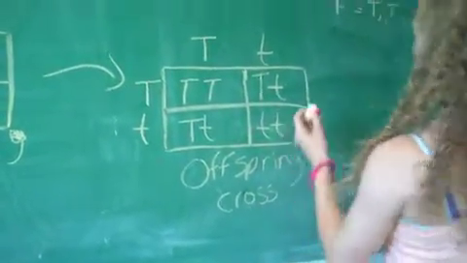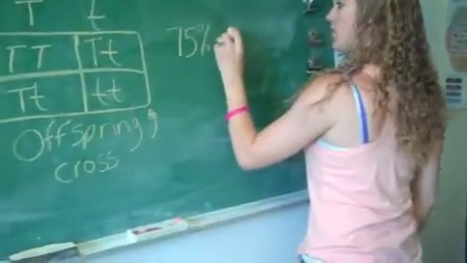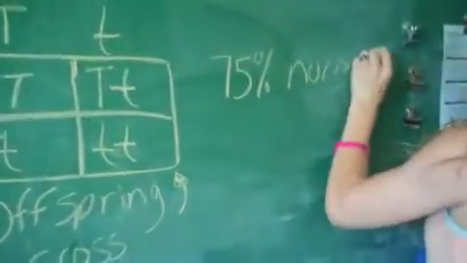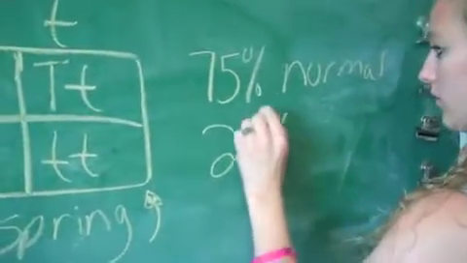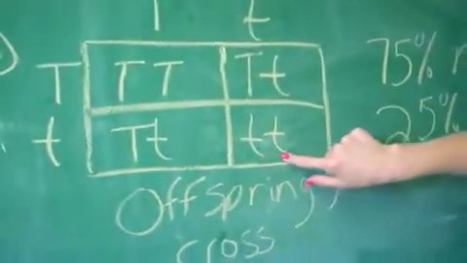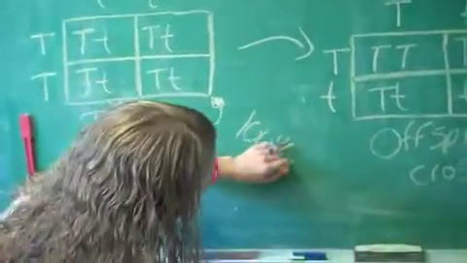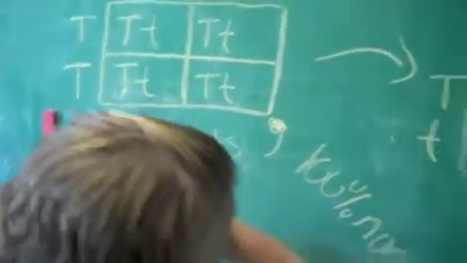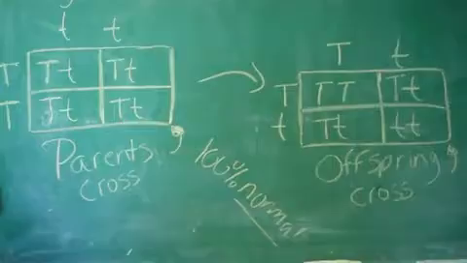So the offspring would be 75% normal body, which is the dominant trait, because they all have 4 big T's, or 3 big T's, and this one would be 25% yellow body, because there's no big T in this one, and this one would be 100% normal body, because all 4 of them have big T's, and that's the dominant trait.